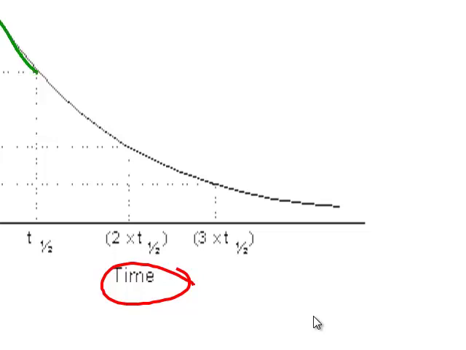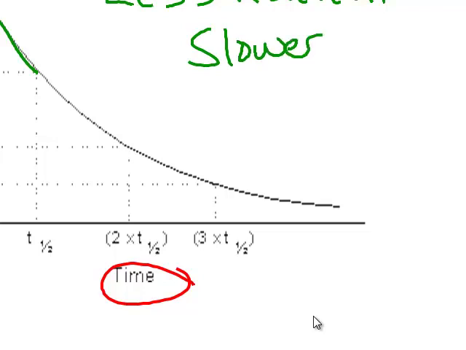decreases. Okay? This occurs because as you use up your reactant, the rate of the reaction is going to effectively get slower and slower. Okay? Less reactant equals a slower reaction. Okay? And you're using it up as time progresses.